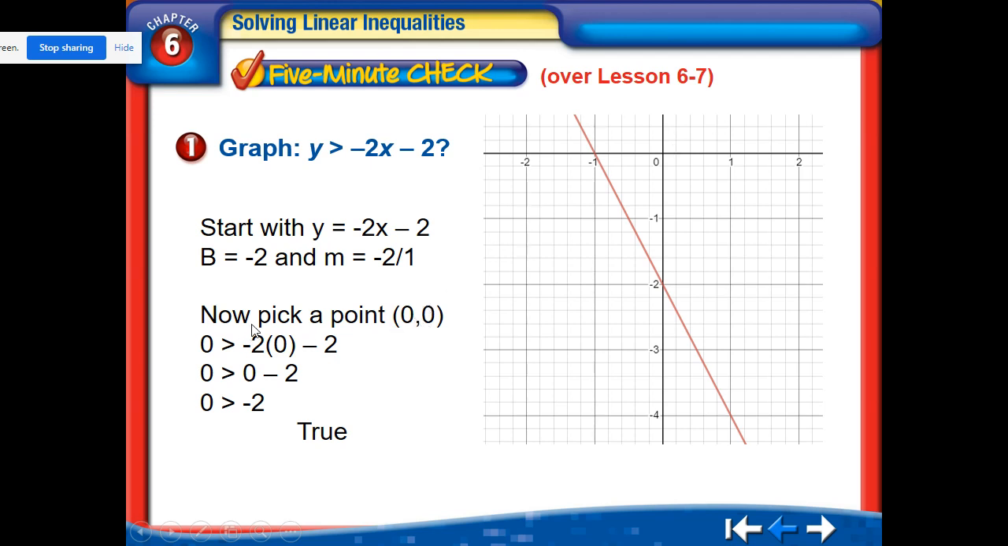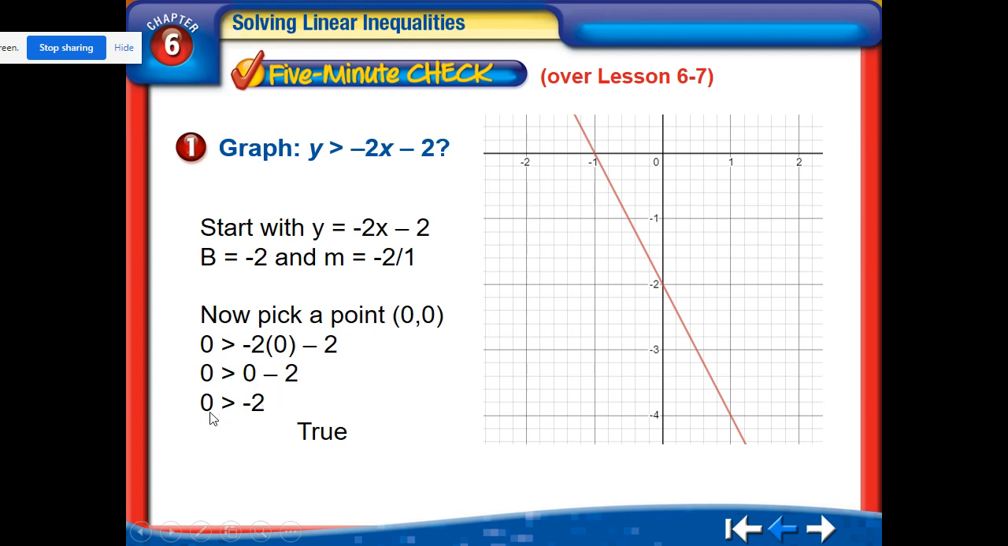And what I'm going to do with this 0, 0 is put it in for my x and my y, just like what we did with trying to find our b value. Remember, we substituted in an x and a y. We're going to do the same thing. So y is 0, x is 0. So negative 2 times 0 minus 2. Let's simplify this. Negative 2 times 0, I have to do that first. Multiplication first is 0. 0 minus 2 is negative 2.